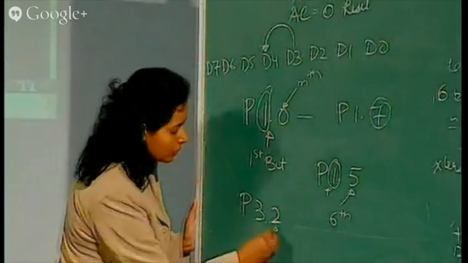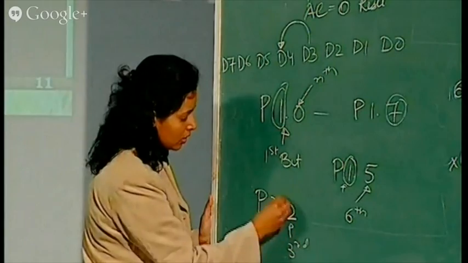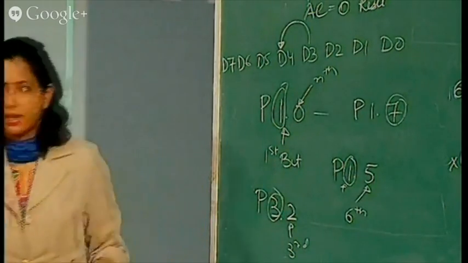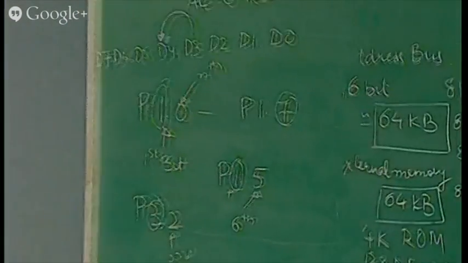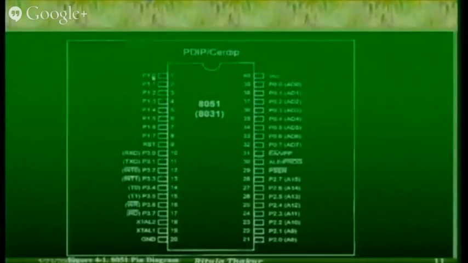Third bit of, because हम 0 से शुरू कर रहे हैं इसलिए आप 8 add करके third bit of port 0. ठीक है? So now come to this pin diagram. Now come to the pin diagram. As you can see, this is port P1 and this P0.0 to P0.7 is the port 0.